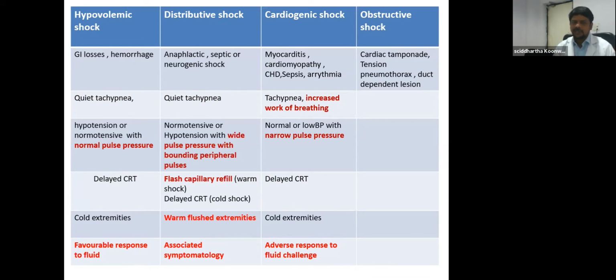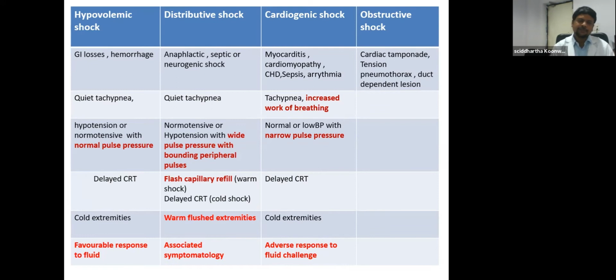Hypovolemic shock patient will have normal pulse pressure, whereas the patient of distributive shock, especially the patient with warm shock, will have wide pulse pressure with bounding peripheral pulses. In cardiogenic shock, the patient will have narrow pulse pressure.